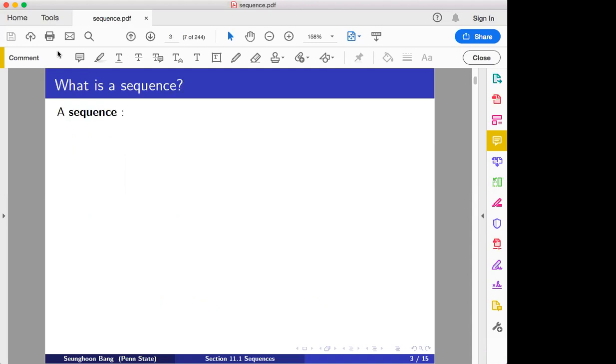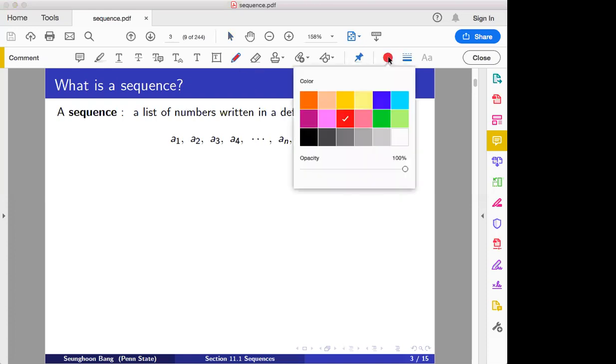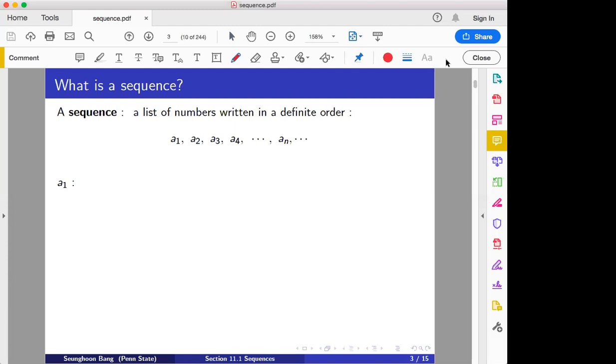So what is a sequence? A sequence is a list of numbers written in a definite order. So a1, a2, a3, a4, up to an, and so on. So we have infinitely many numbers. a1 is called the first term, a2 the second term, an the nth term. This is the terminology.